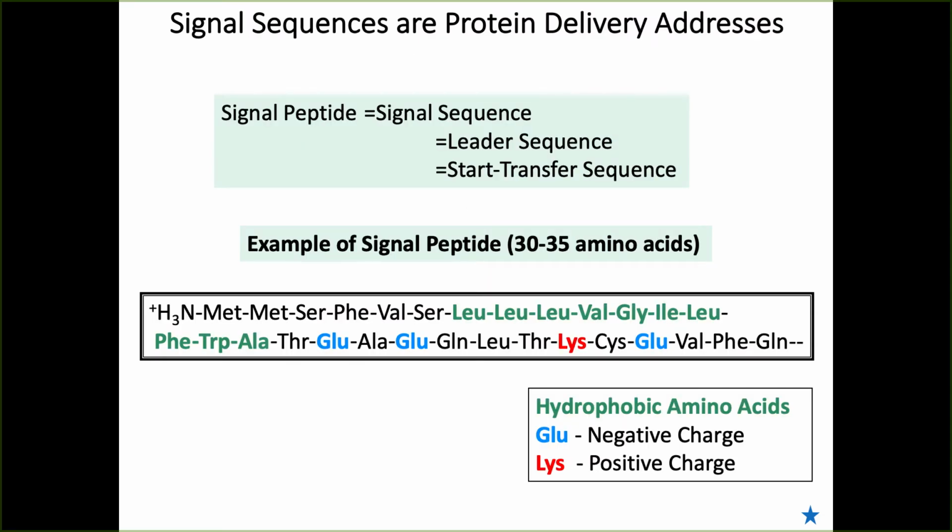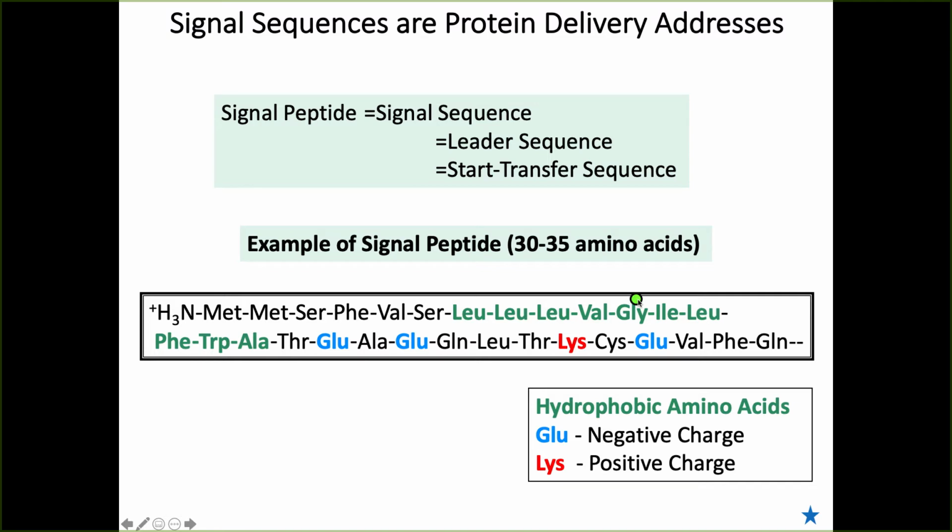So here is how a signal sequence really looks. This has been proven over and over, because if you just cleave that, the protein becomes a cytosolic protein. It is not going anywhere. So you can easily mutate a protein to understand the importance of the signal sequence. It is also known as a leader sequence, start transfer sequence. These are some of the ideas. The sequences are not conserved. There are many different types, but there are some features which are conserved.